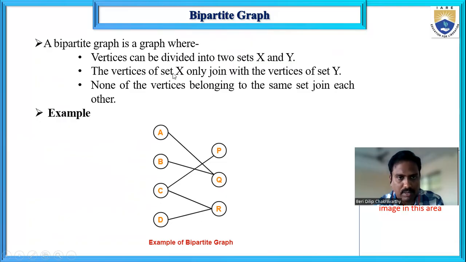The vertices of set X only join with vertices of set Y. None of the vertices belonging to the same set join each other. We don't have any edges between these vertices. We call this a bipartite graph.